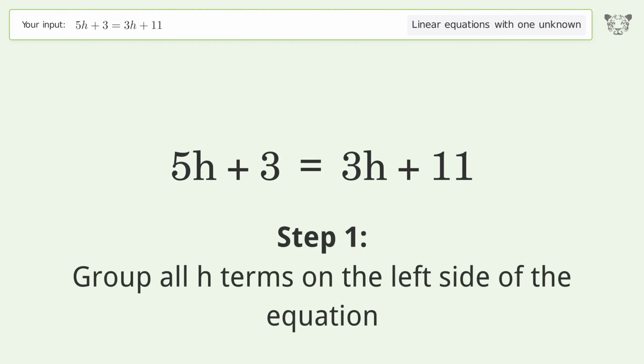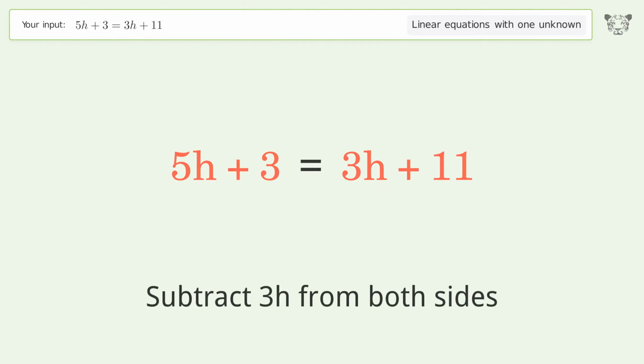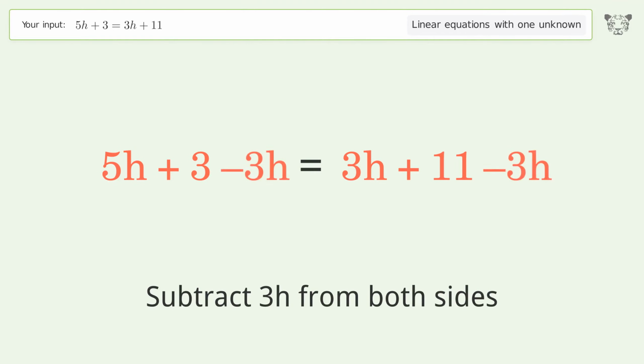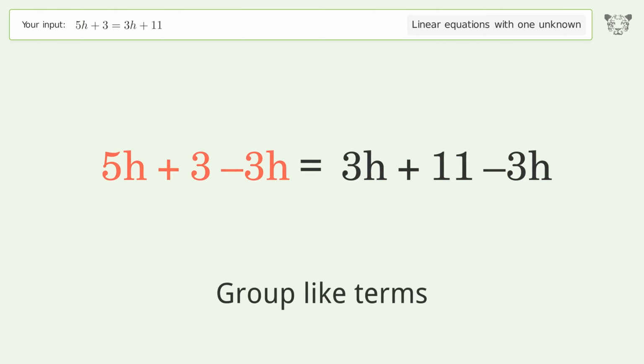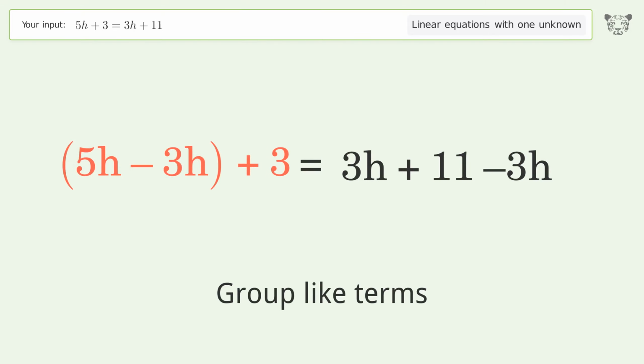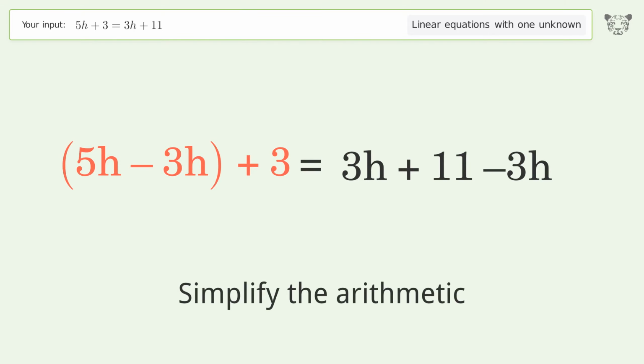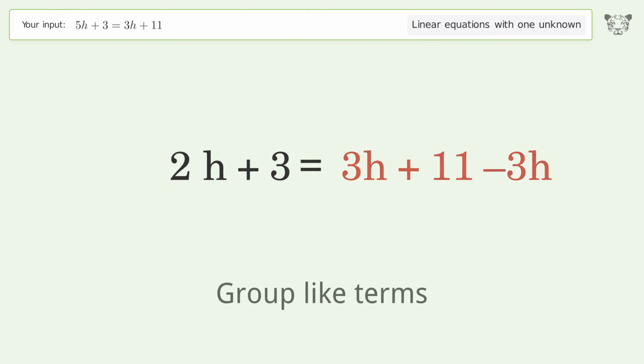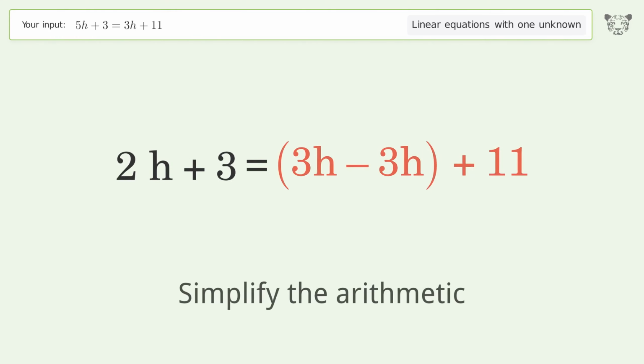Group all h terms on the left side of the equation. Subtract 3h from both sides. Group like terms. Simplify the arithmetic. Group like terms. Simplify the arithmetic.